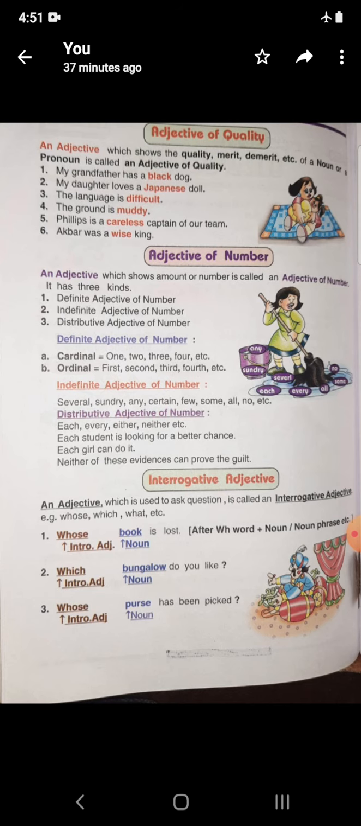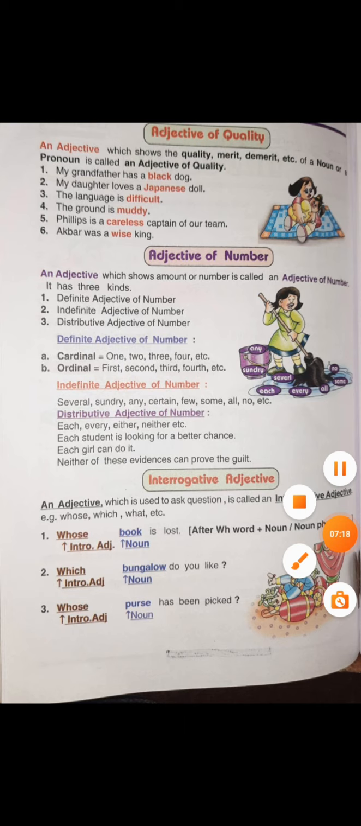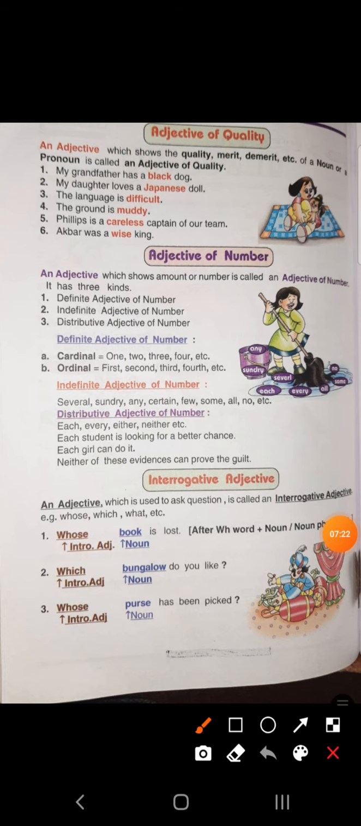Now, second kind of adjective is adjective of quality. Adjective of quality shows the quality, merit, demerit, etc. It talks about the goodness or badness of a noun, or it talks about, you know, the color, the size, the shape, or the nationality. All these things are taken in this category.